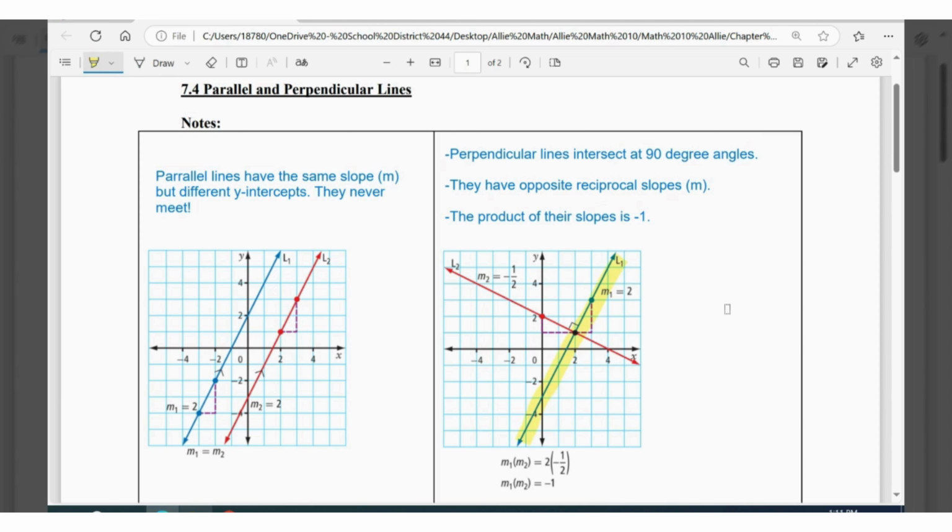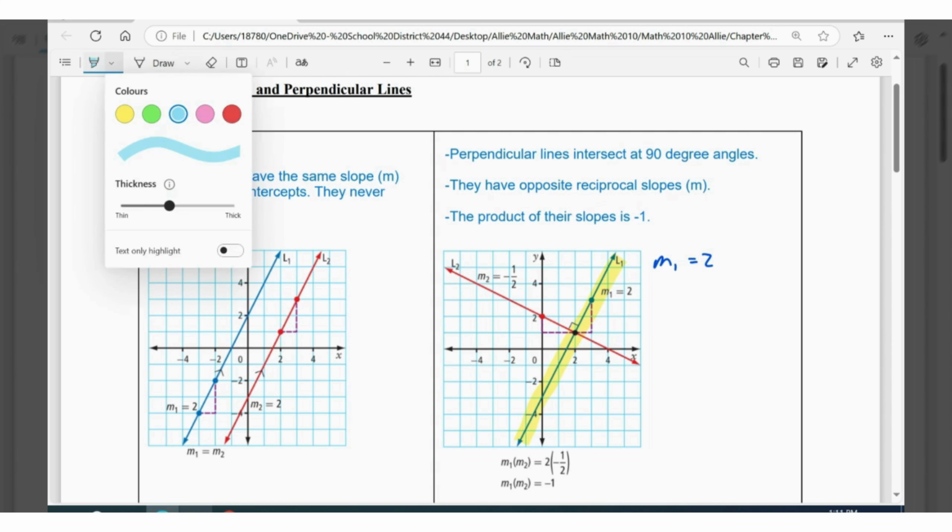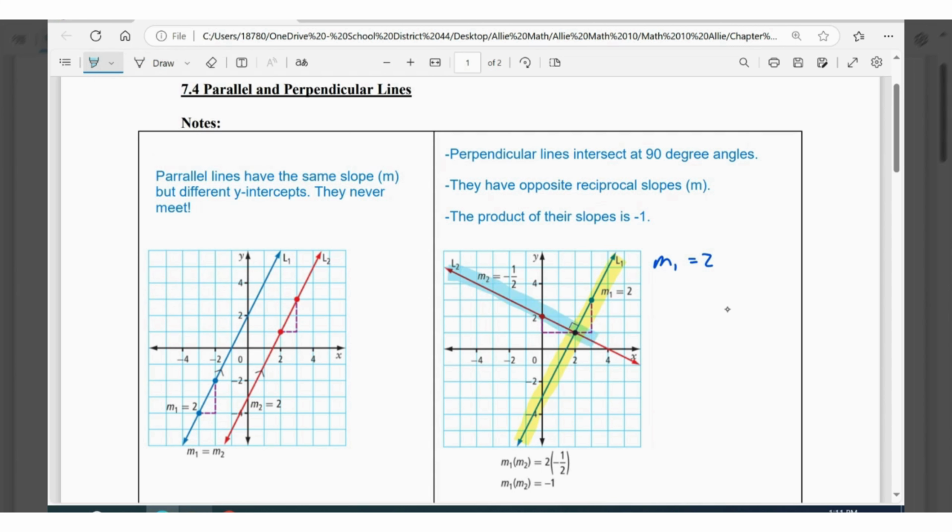So the slope of line 1 is 2. So m1 equals 2, the slope of line 1. And then the slope of line 2 right here, so m2 equals -1/2. So it's like this 2 has a little invisible 1 there. It's like we flipped it, that's the reciprocal part. And then the opposite part is it's not just 1/2, it's -1/2.